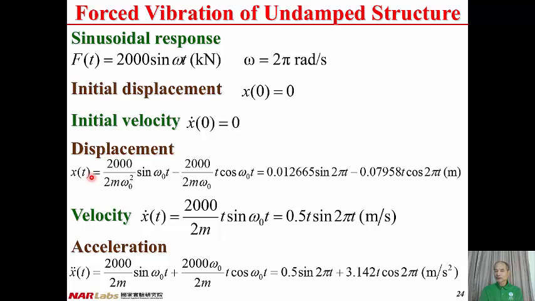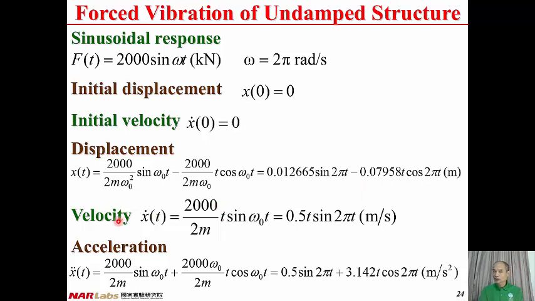When we observe the displacement function here, we have sine 2 pi t, cosine 2 pi t. Therefore, the displacement vibrates at the structural frequency, 2 pi radians per second. And then we observe the amplitude of the vibration. This amplitude is constant, but this amplitude here is a function of time. Therefore, the amplitude increases linearly with time, and becomes larger and larger as time goes by.